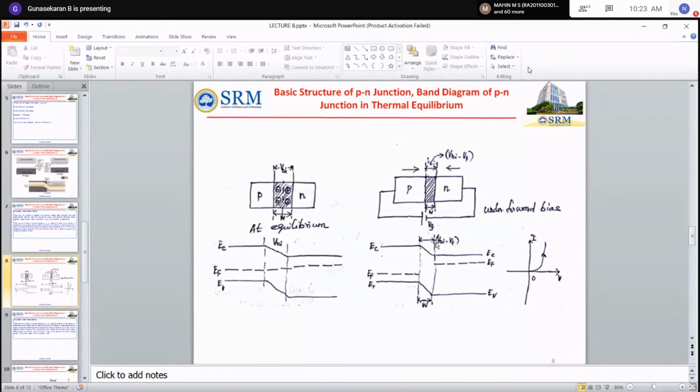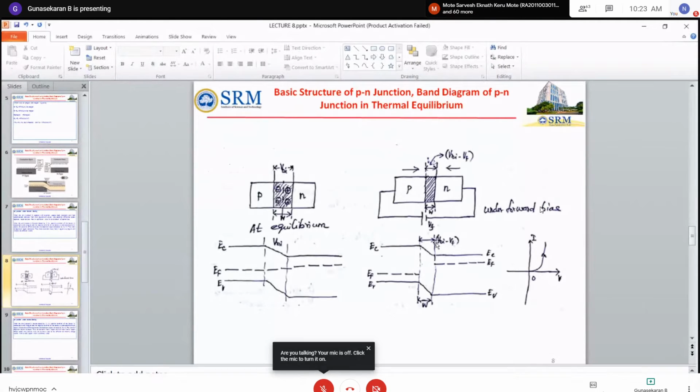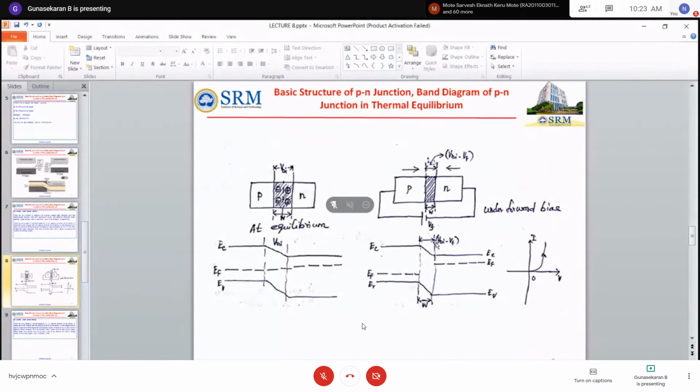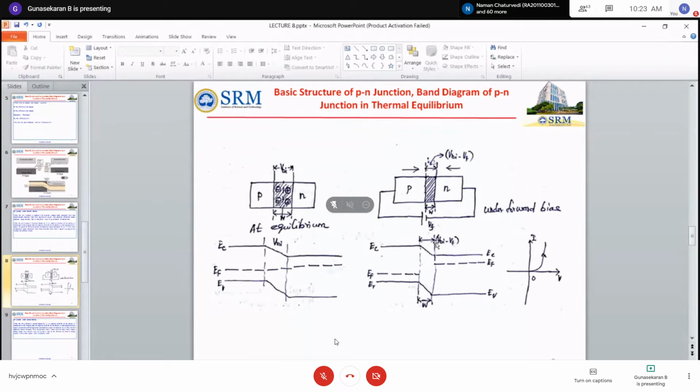Why does the width of the region go on decreasing? Because the transfer of electrons takes place, sir. Transfer of electrons, okay. Let me explain. On the P side, which is the majority, holes or electrons? Holes. What about the N side? Electrons.